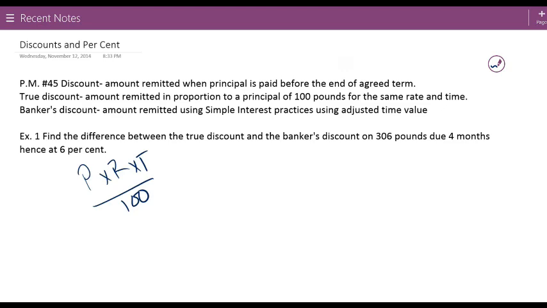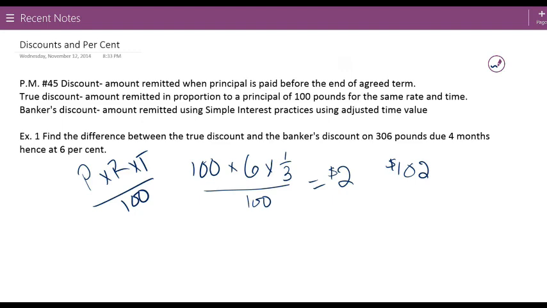Now in this case, we're doing our hypothetical amount of 100 times rate, which is 6, times time. Now we have to be careful because our time in this equation is always going to be in years. So we have to look at that value of 4 months and think, well, what does that mean in years? Well, 4 months is actually a third of a year, so we're going to be multiplying that by a third and dividing by 100.